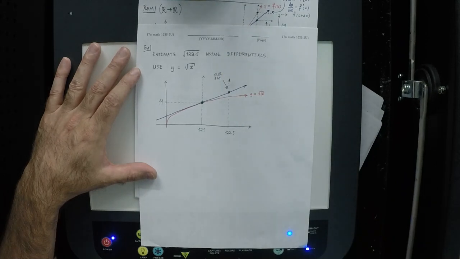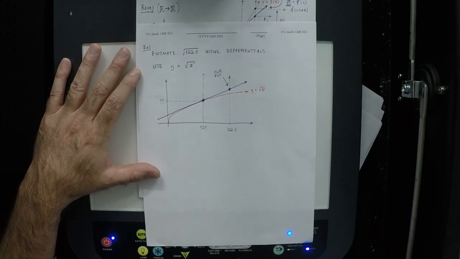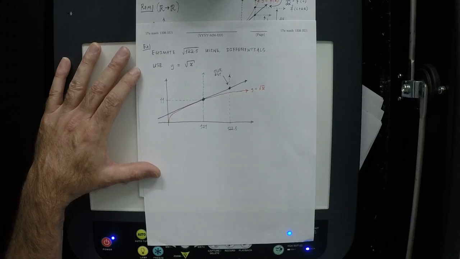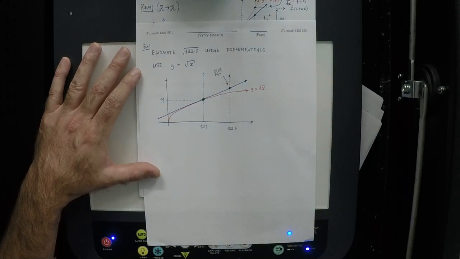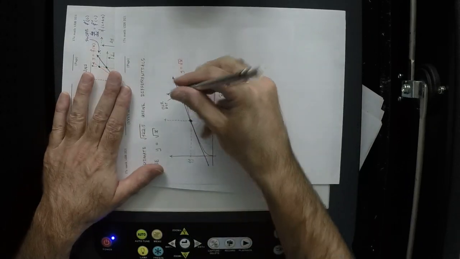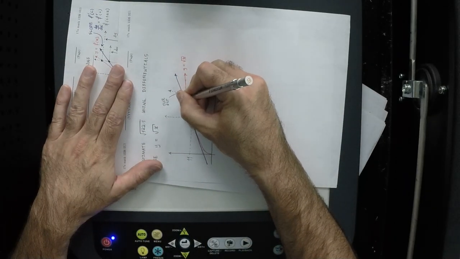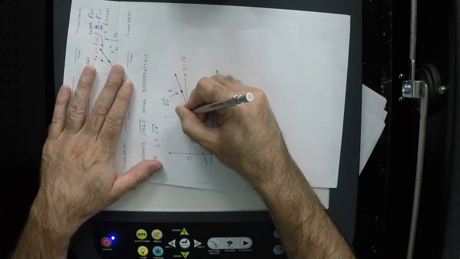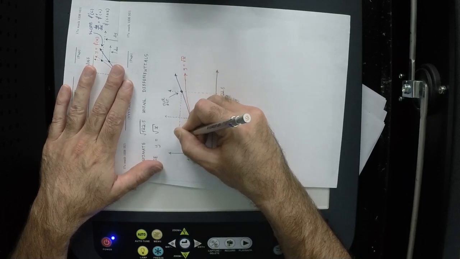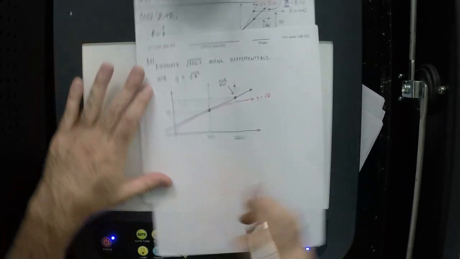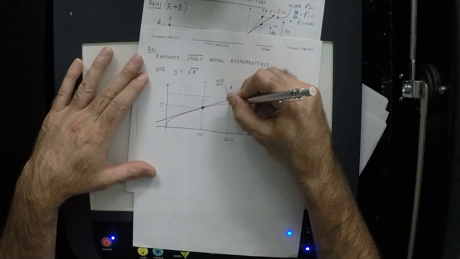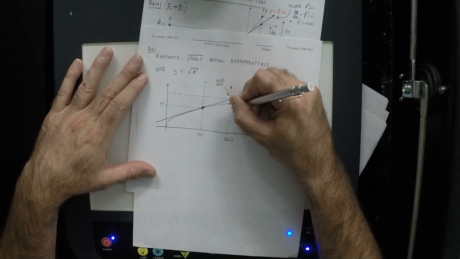Of the output. So is our estimate going to be an underestimate or an overestimate? It's going to be an overestimate, right? So this is going to be our estimate right here, whereas this one right here is the true value.